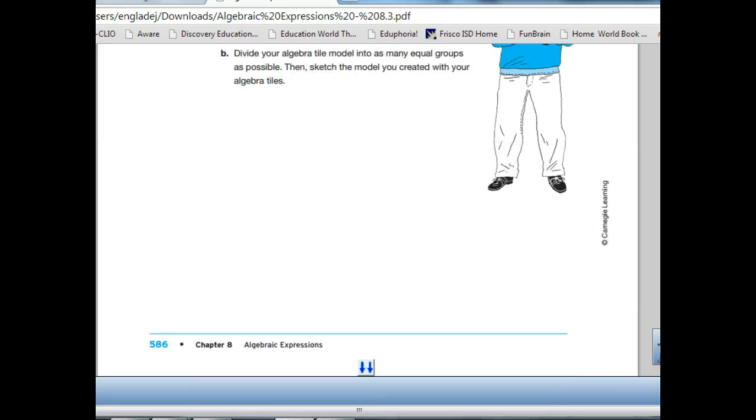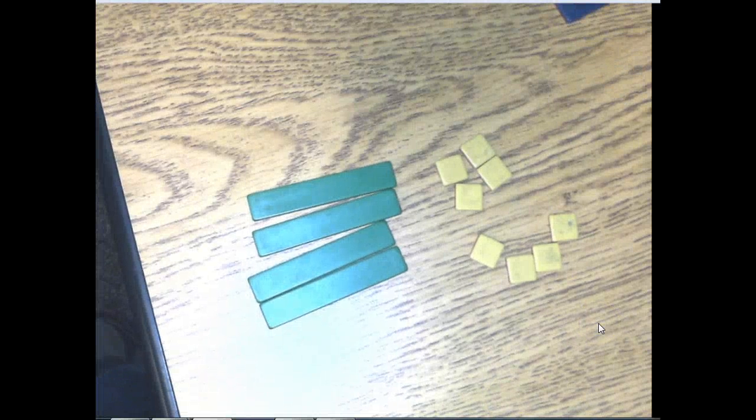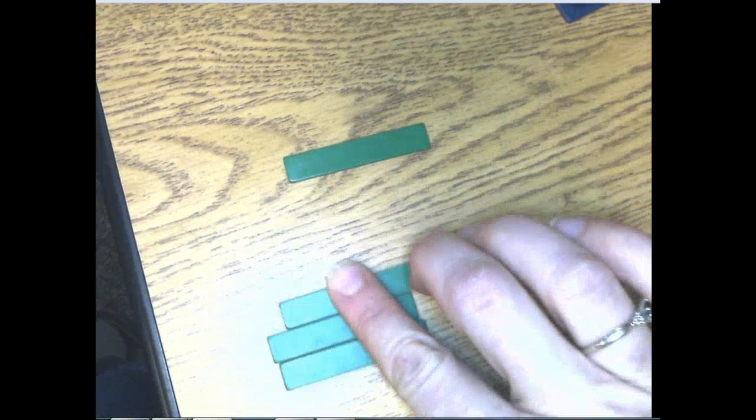Okay, so let's see what it wants us to do. It says divide your algebra tile models into as many equal groups as possible. Then sketch the model you created with your algebra tiles. Okay, so what that means is if I look at my algebra tiles, I want to say, well, I want to make the smallest groups possible. I want to make the largest number of groups possible with the same amount in each.